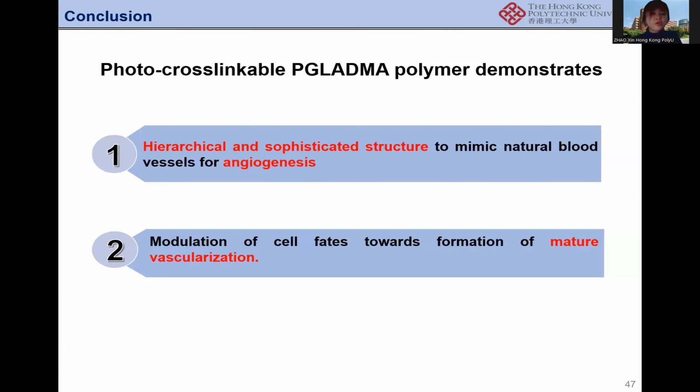So this is again to show that we can make our materials into a sophisticated structure. We can use this structure to guide the cell fate, and also to form more mature vascularization.